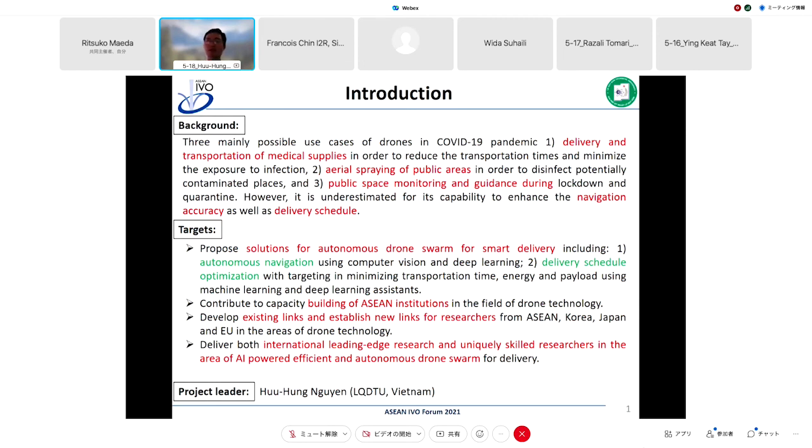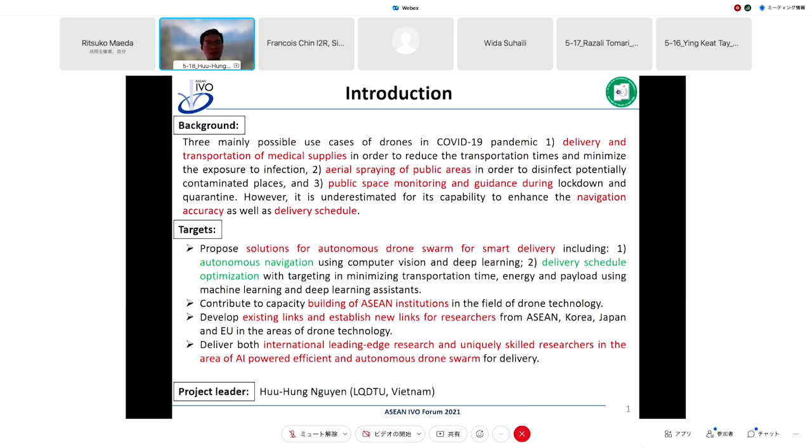However, the current drone system may need some improvement in navigation accuracy as well as delivery scheduling. So in this proposal, we want to propose a new solution for the autonomous drone swarm for smart delivery. It includes two new advanced techniques.